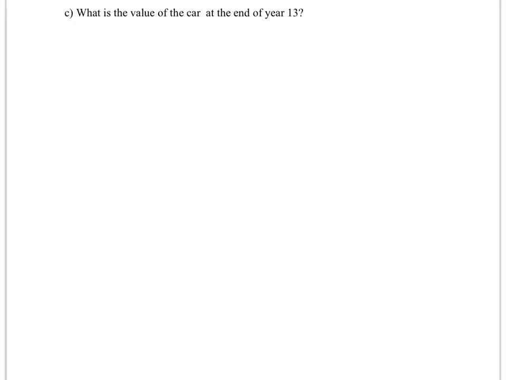The next question says, what is the value of the car after 13 years? Using the formula we found in B, we say that V(13) is 142,000 times 0.885^13. This approximately becomes $29,010.21.